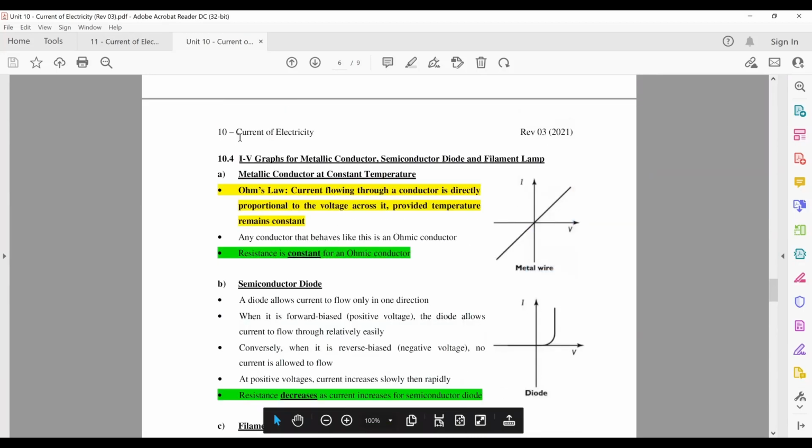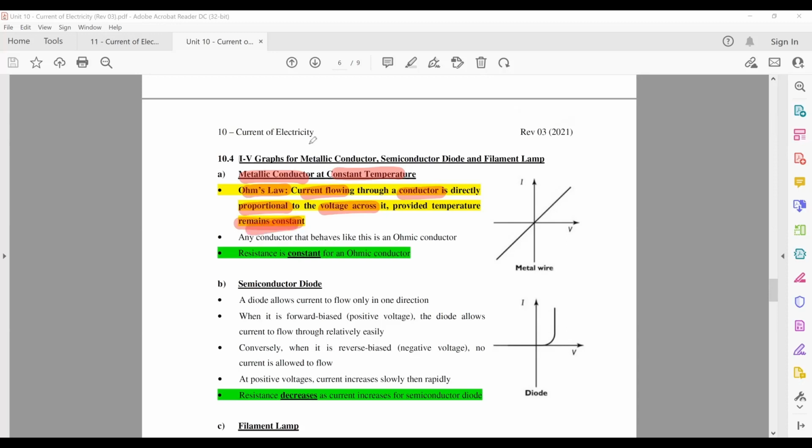Okay, so now you have metallic conductor at constant temperature. Now there's something called Ohm's law. Ohm's law states that current flowing through a conductor is directly proportional to the voltage across it, provided temperature remains constant. Okay, here it is saying that I is proportional to V, provided the temperature remains constant. Any conductor that behaves like this is known as an ohmic conductor. For a conductor that follows Ohm's law, resistance is constant.